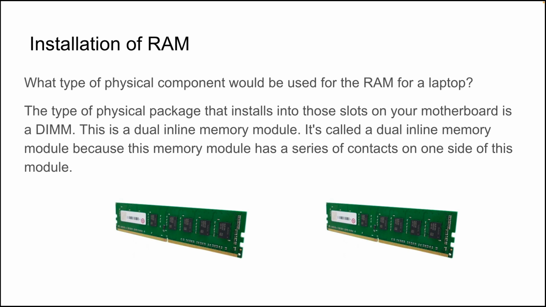To install RAM, there are different types. You have to know what physical components are going to be used for RAM for your laptop. The type of physical package that installs into those slots on your motherboard is a DIMM, D-I-M-M. This is a dual inline memory module. It's called a dual inline memory module because this memory module has a series of contacts on one side of this module.